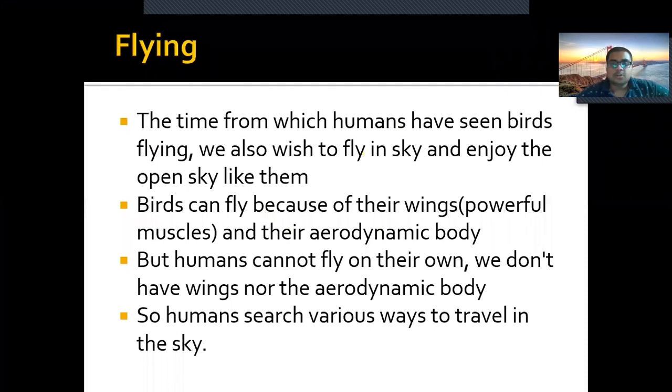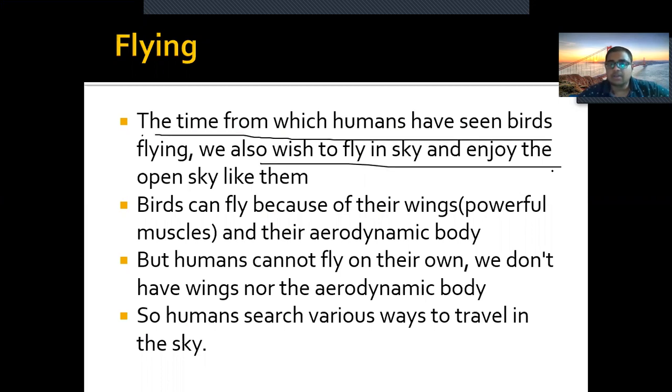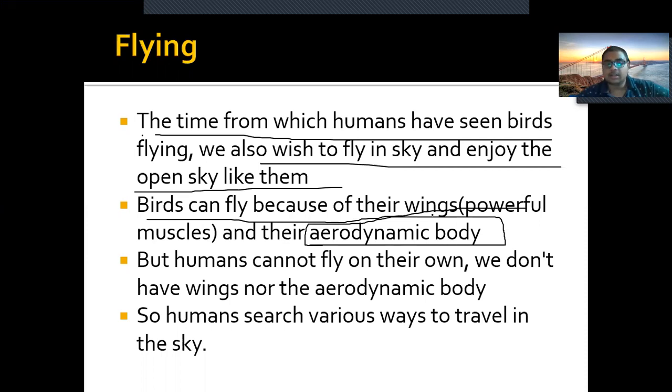Since the time humans have seen birds flying, we have also wished to fly like them. It's very obvious that when ancient people looked at the birds, they would have wished that they could also fly. Birds can fly because of their wings, their powerful muscles, and their aerodynamic body. An aerodynamic body means a body which supports flying. This type of body cuts the air, and they can do other stunts in the air also.